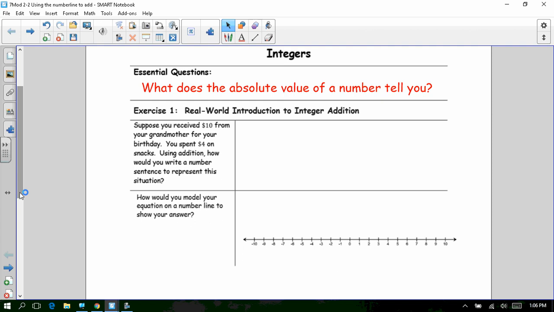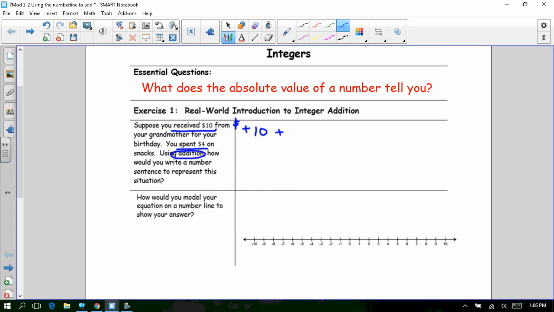Well, yes, they do. Suppose you received $10 from your grandmother for your birthday. You spent $4 on snacks. Using addition, let's suppose you don't know how to subtract. You've never been taught how to subtract, but you received $10 and you spent $4. Write a number sentence that represents this situation. When you receive $10, that's positive money. Woohoo, we like getting money. We received $10. And I only know how to add, because that's what it says, using addition.